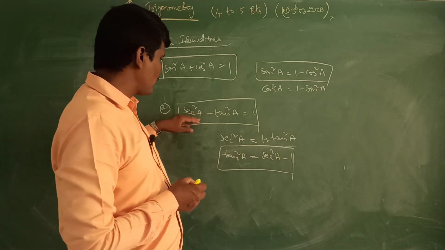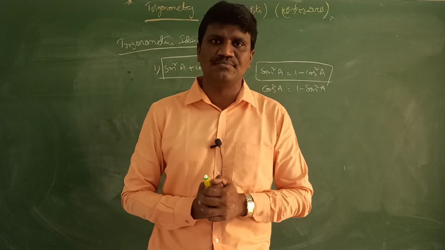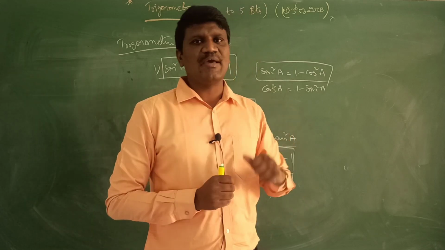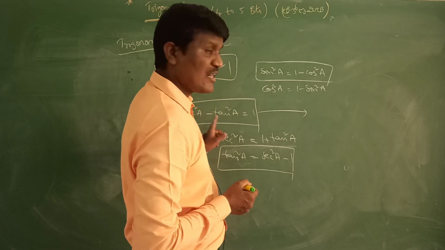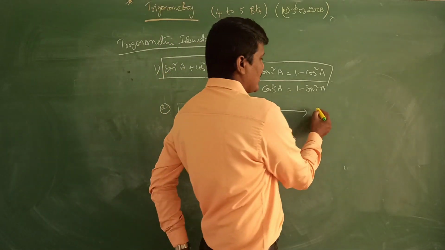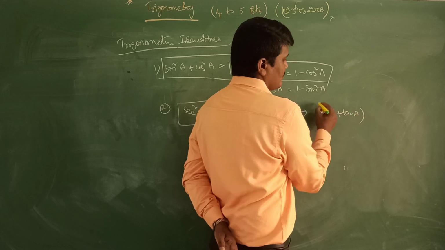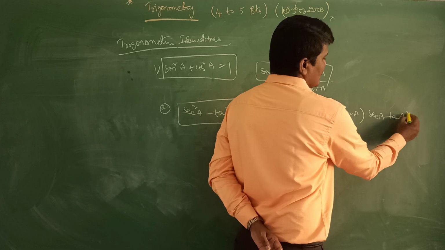One more important formula from this: all of you know the formula of a square minus b square. So a square minus b square is (a plus b) into (a minus b). That formula also can come here. A square minus b square means you can write (a plus b) into (a minus b). Sec A plus tan A, into sec A minus tan A, is equal to 1.